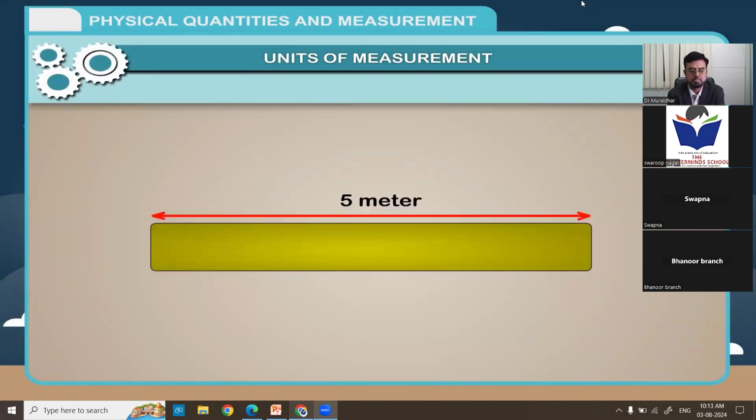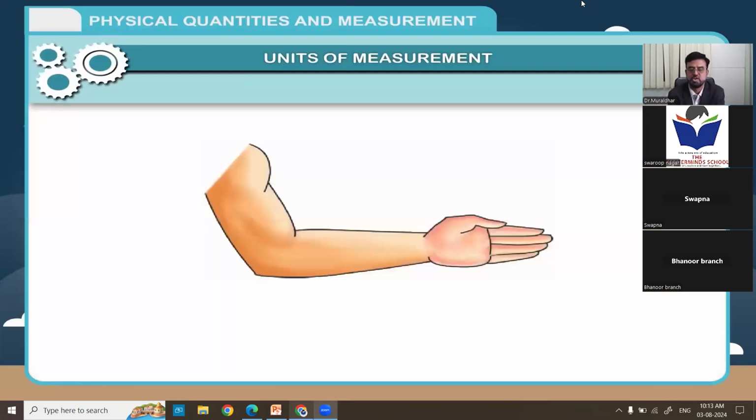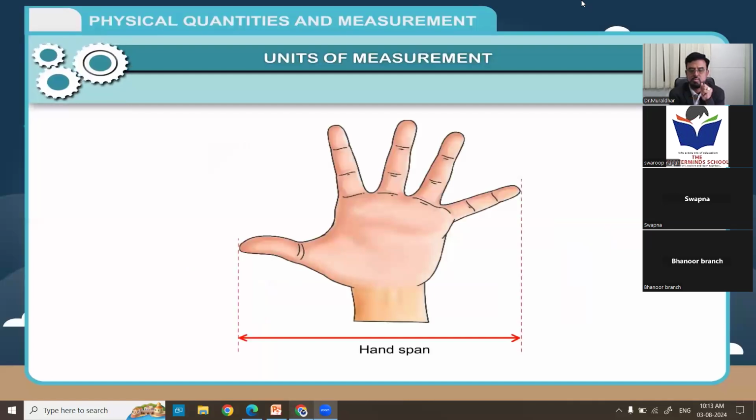In ancient times, the length was measured by comparing it with the length of body parts, like hand, foot. A cubit was the unit of length. 1 cubit was the length between the tip of the fingers and the elbow. Similarly, a handspan was the length from the tip of the thumb to the tip of the little finger. These methods were inaccurate because the size of fingers differ from person to person.